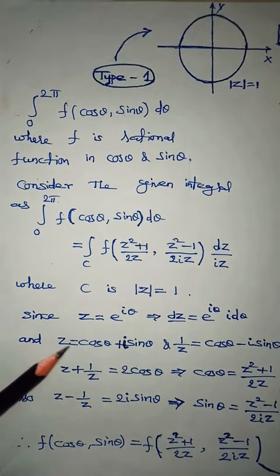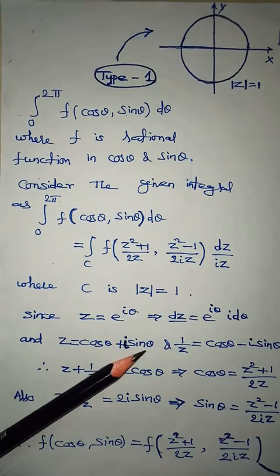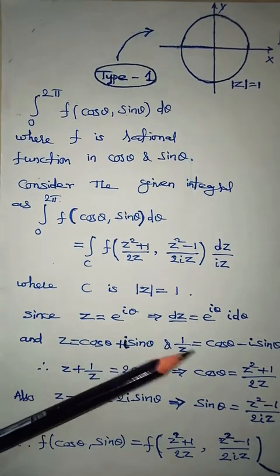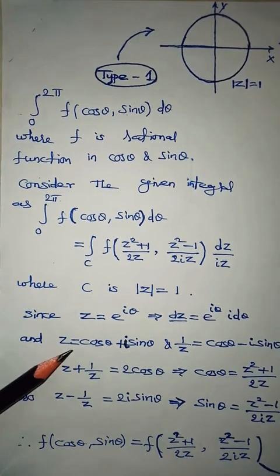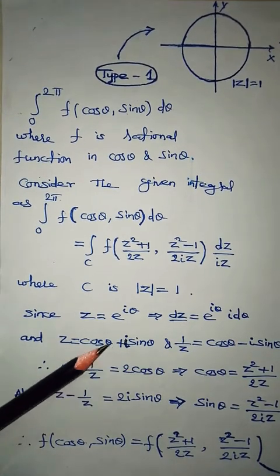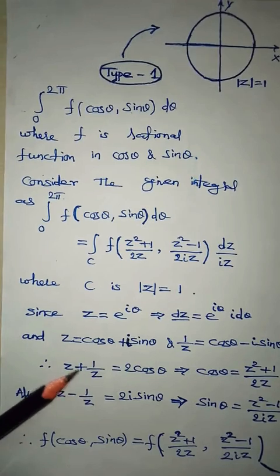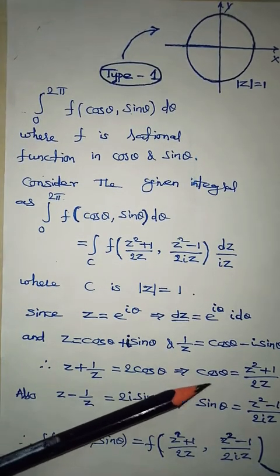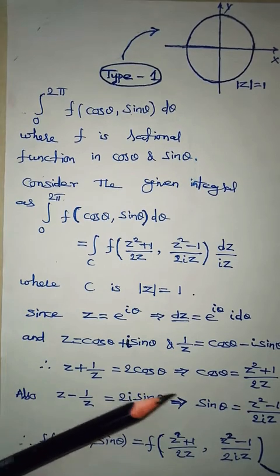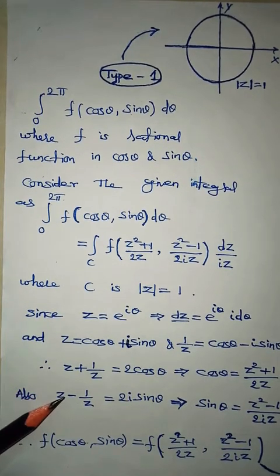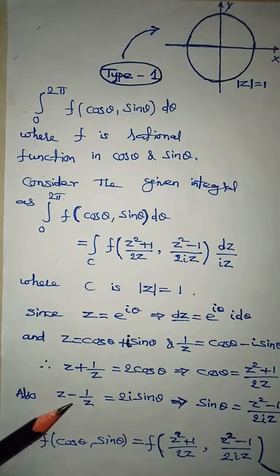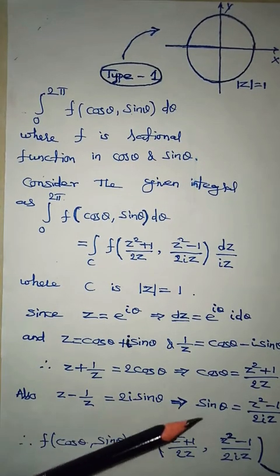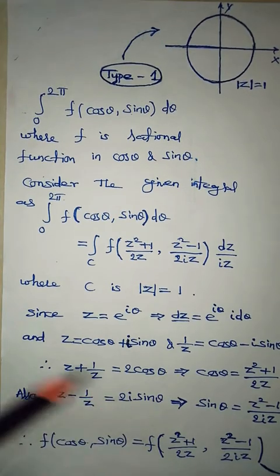Similarly, z equal to cos theta plus i sin theta, and its conjugate 1 by z is cos theta minus i sin theta. Now from these two equations, if you add them, that gives z plus 1 by z, which is equal to 2 cos theta, implies cos theta is equal to (z square plus 1) divided by 2z. Similarly, if you subtract these two, that gives z minus 1 by z, which is equal to 2i sin theta, implies sin theta is (z square minus 1) divided by 2iz.